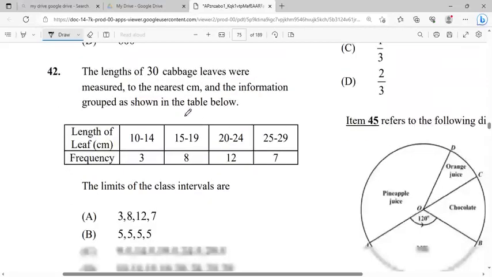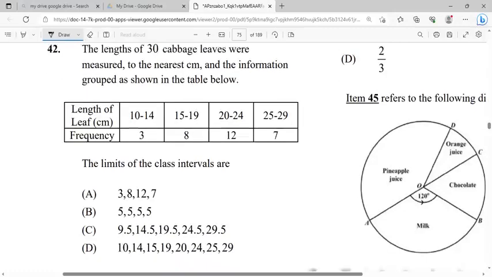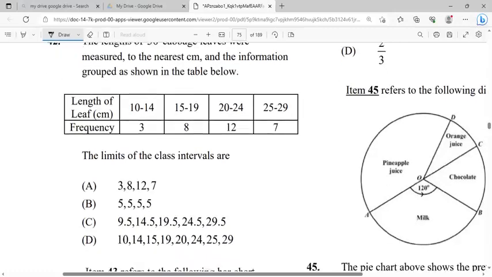The lengths of 30 cabbage leaves were measured to the nearest centimeter. The information is grouped in the table below. The limits of the class interval are... Never say boundary, but the class limit. The limits of the class interval.